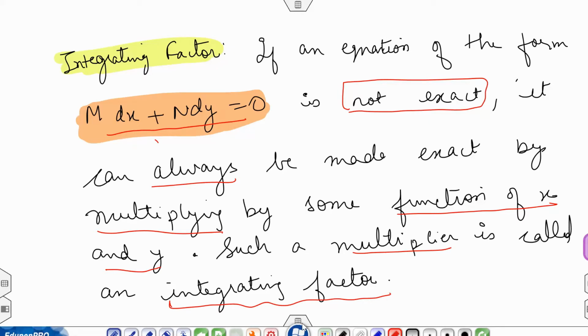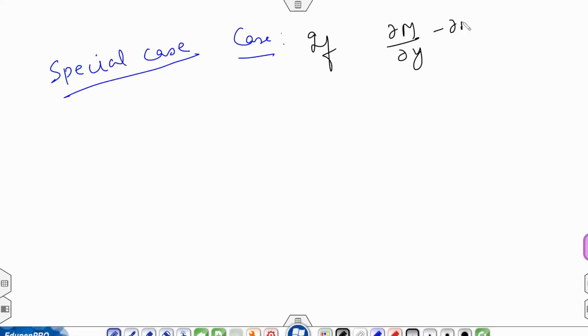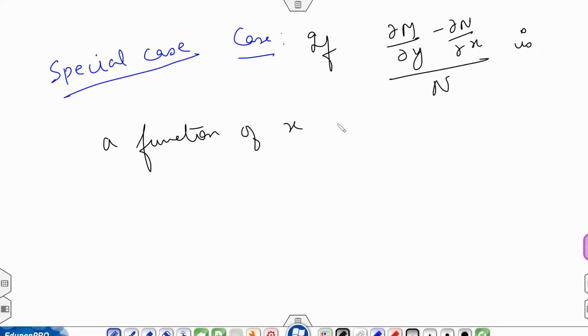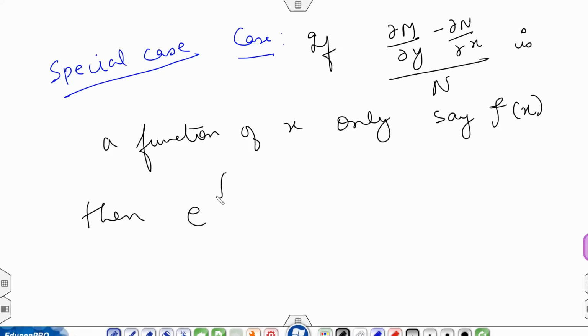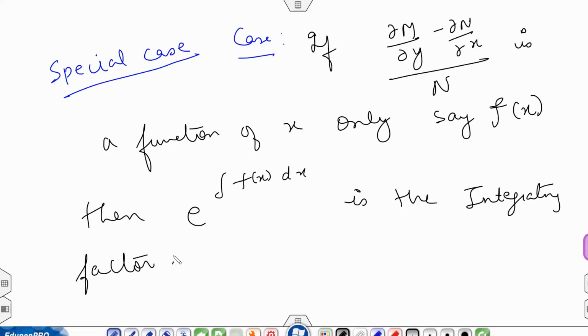Now there are infinitely many integrating factors. Unfortunately, determination of an integrating factor for an arbitrary ODE is a very difficult task. So we will discuss some special cases. Special case 1: if (∂M/∂y minus ∂N/∂x) by N is a function of x only, say f(x), then e to the power ∫f(x)dx is the integrating factor. I will give you a simple proof for this.